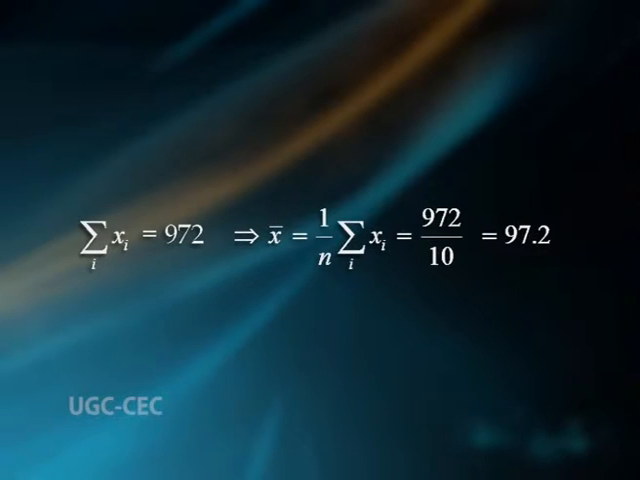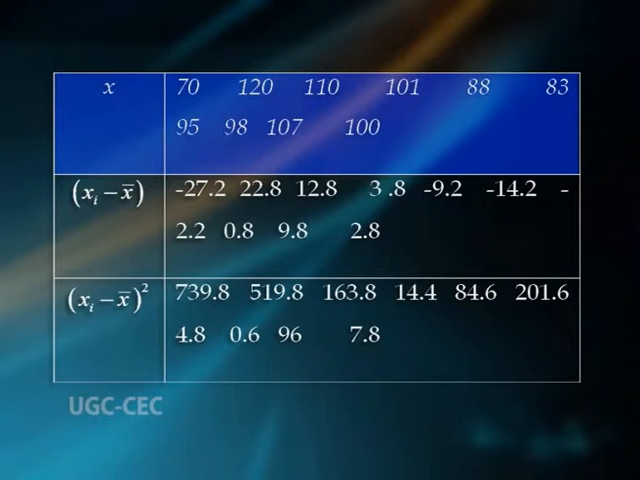Solution. From the given random sample of size 10, we find the sample mean and sample standard deviation. To perform the t test for testing H naught: mu equal to 100 against H1: mu not equal to 100, summation over x_i equal to 972. This implies x bar equal to 1 by n summation over x_i, that is 972 divided by 10, that is 97.2. X values: 70, 120, 110, 101, 88, 83, 95, 98, 107 and 100.